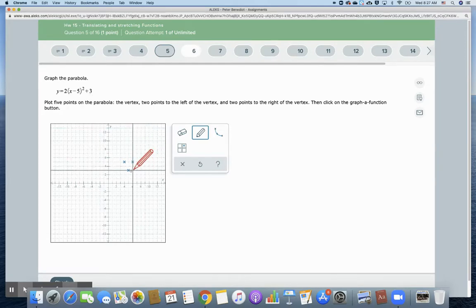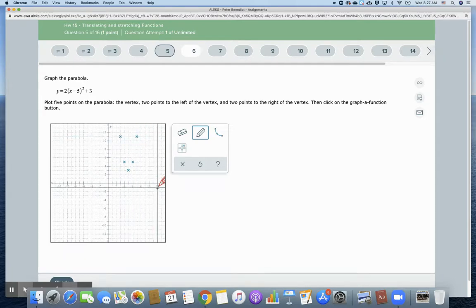So that was 1 away on both sides. Now let's plug in 2 away on both sides. 7. 7 minus 5 is 2. 2 squared is 4. Times 2 is 8. Plus 3 is 11. So I plugged in a 7, and I got out an 11.